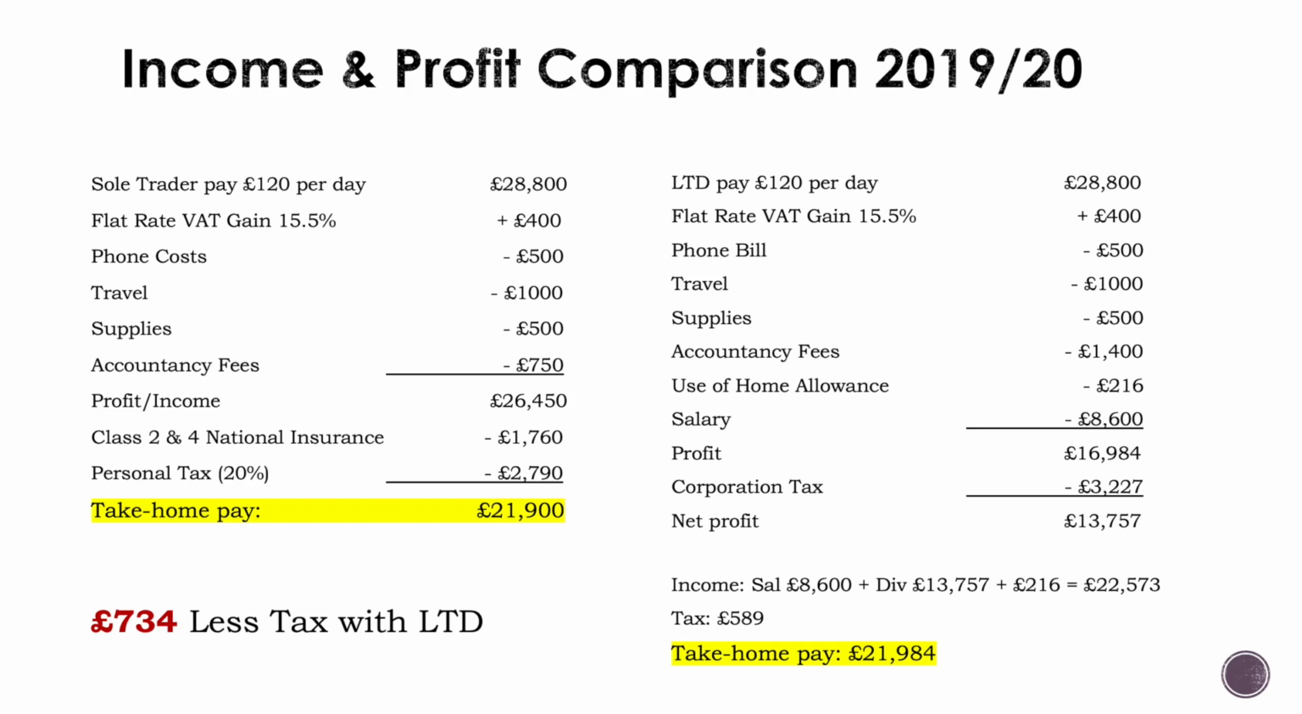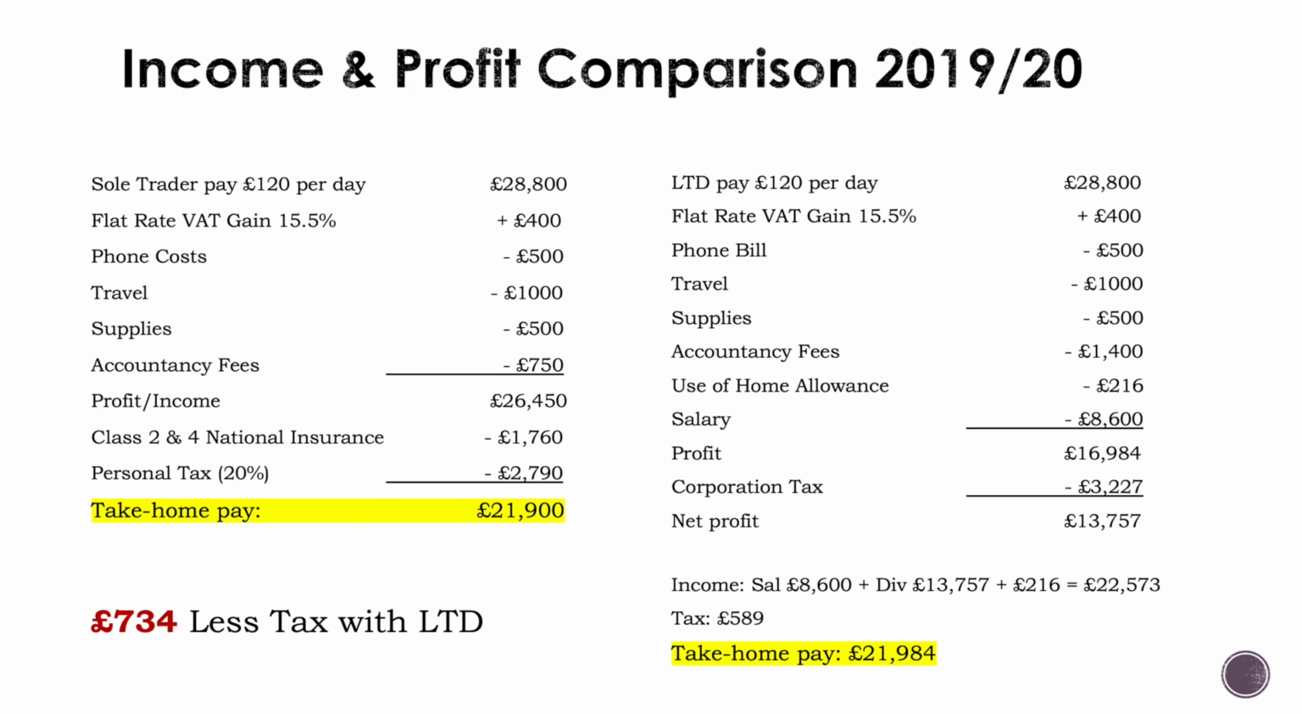26,400 for the sole trader and 16,900 for the limited. So these are the class 2 and 4 national insurances you'll need to pay. Personal tax, take home pay is 21,900. Here you've got the profit figure for the company, which is essentially what's available as dividends. You've got the salary as well, which you took from the company, and you've got the 216 use of home. I'm including this as income because you would have spent it either way, so you're extracting this extra money from the company essentially for free.